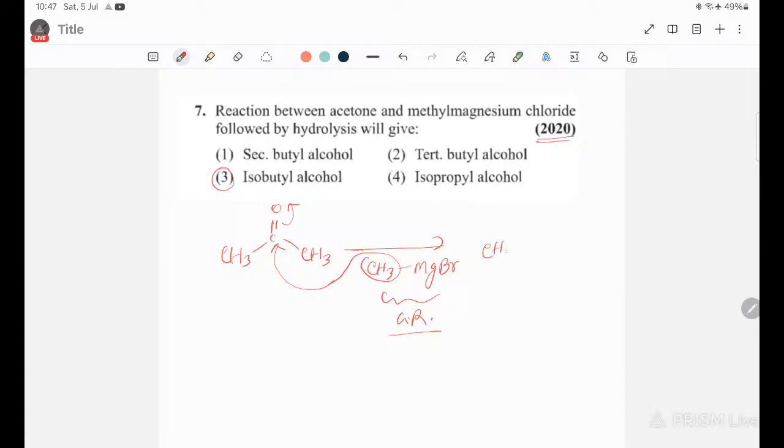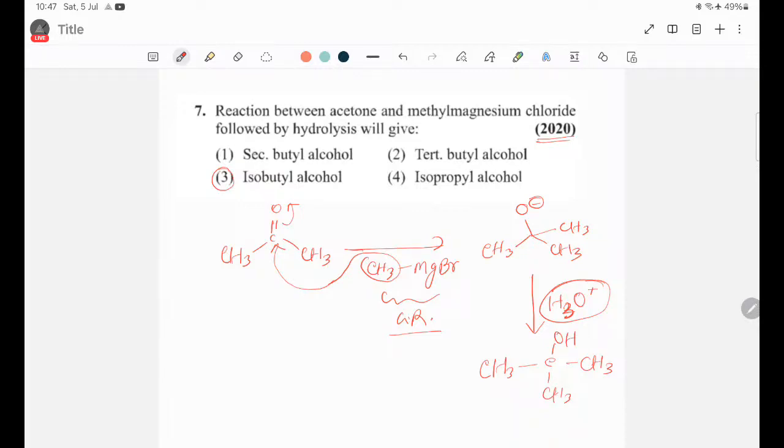So what you will get is CH3, then another CH3, then the third CH3 which is acting as the nucleophile, and finally you are getting O minus, or you can say OMgBr. Okay, so all will be the same. Now if you have hydrolysis, meaning H3O plus, this O minus will be converted to the OH group, right? So this will be CH3, CH3, another CH3, and finally this OH. Now this is the product.